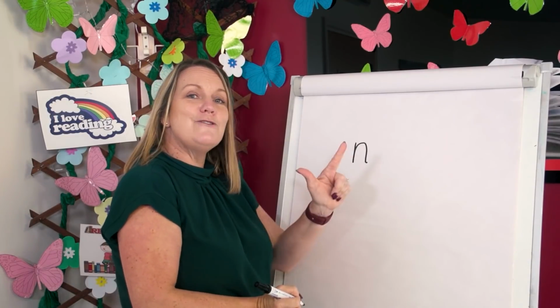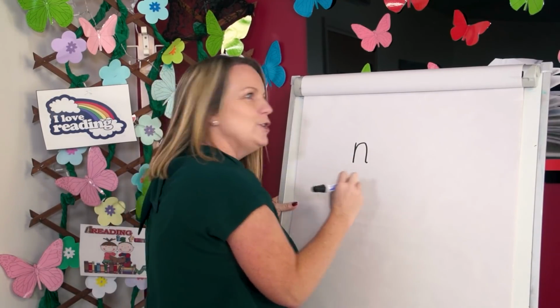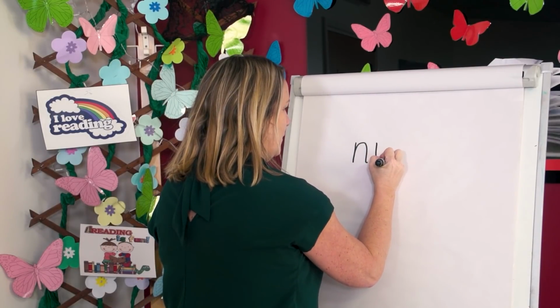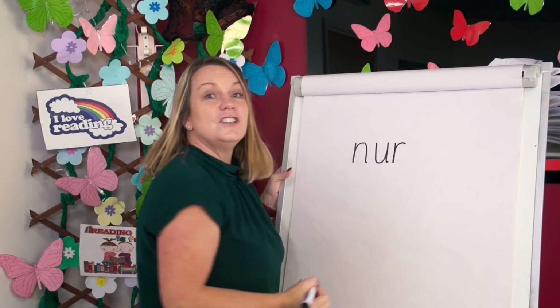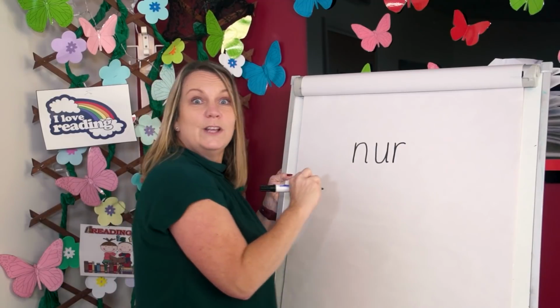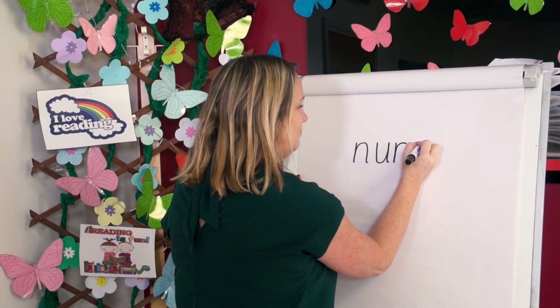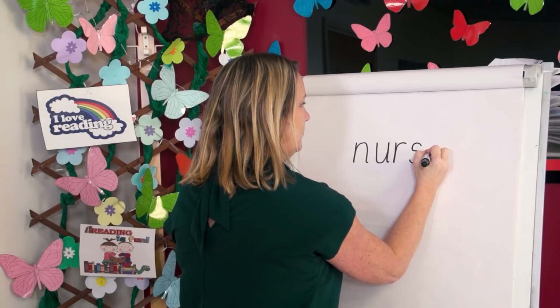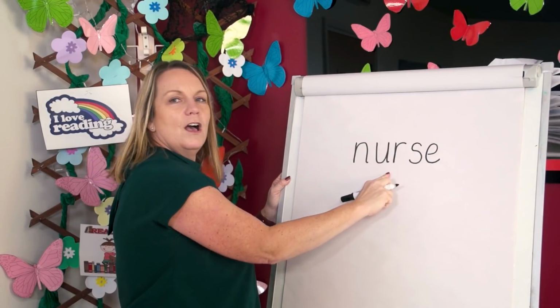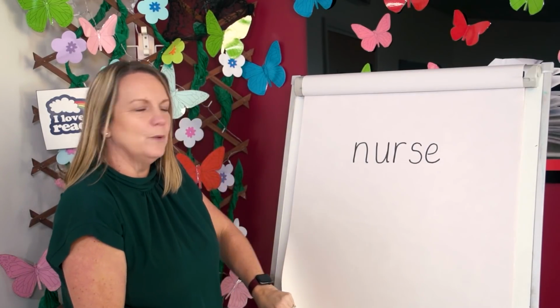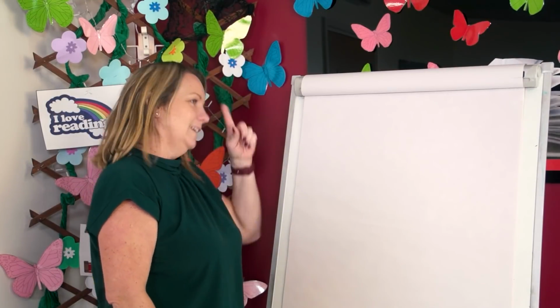Ur is a digraph. Two letters, one sound. So I'm going to write two letters. S is also a digraph. So I need to write two letters for that too. Nurse. Now, let's hide the word. You have a go now. Say the word. Say the sounds. Write them down.